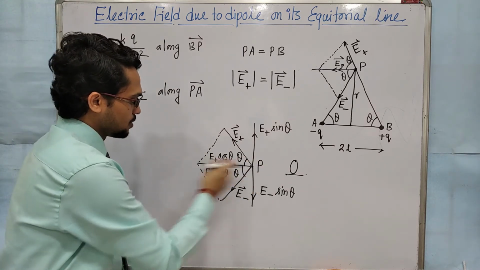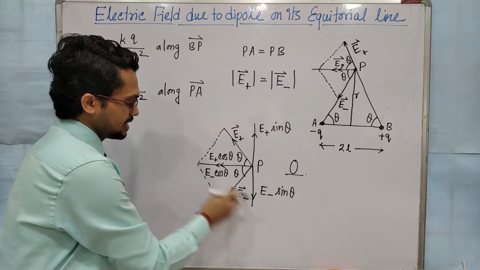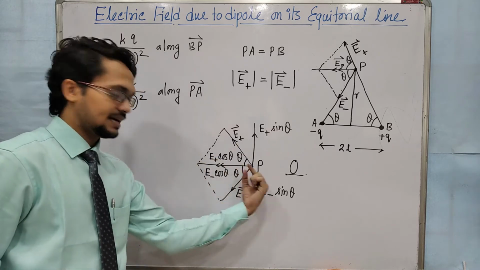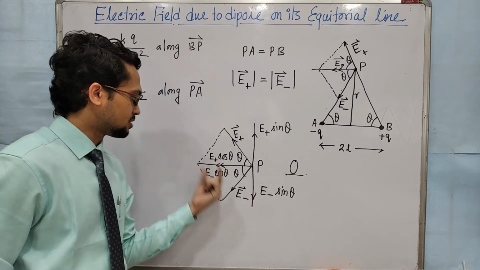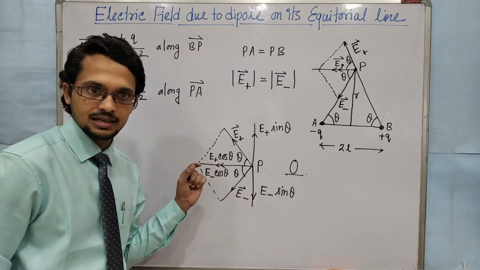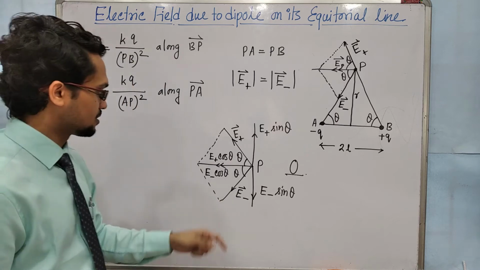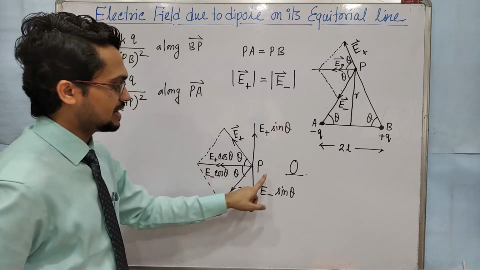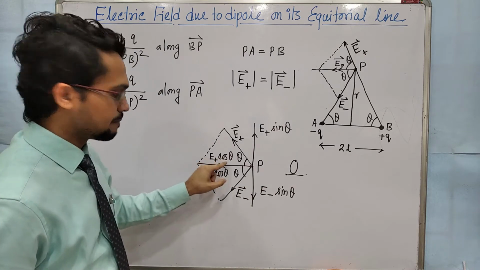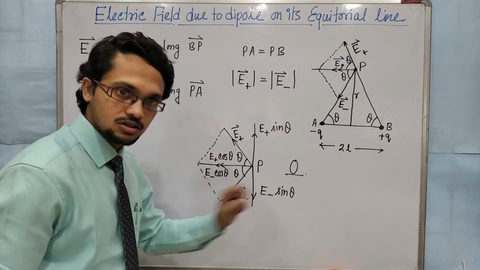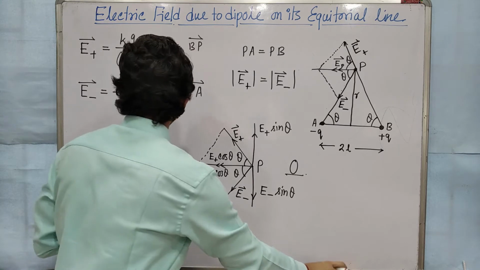For the cos theta component, both the components E plus cos theta and E minus cos theta are acting in the same direction. So here they will not cancel each other. Here we have to add them. So the resultant electric field at point P will be the addition of E plus cos theta and E minus cos theta.